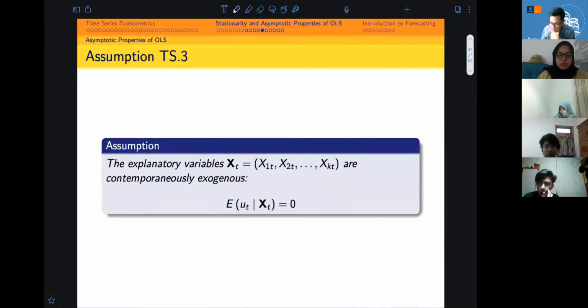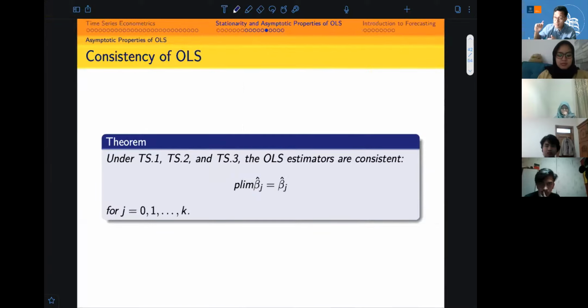And then the explanatory variables are contemporaneously exogenous. So this is an assumption that, if you recall, in the cross-section data, is called the zero conditional mean assumption. The assumption suggests that on average, there is no correlation between the factors that we do not observe and the variable of interest at period t. So this is called contemporaneously exogenous. Again, there is no variable that we do not observe that is correlated with the variable of interest. If we fulfill the stationarity assumption, the linearity in parameters, variation in the variable x, no perfect collinearity, and contemporaneously exogenous, then the OLS estimators are consistent.